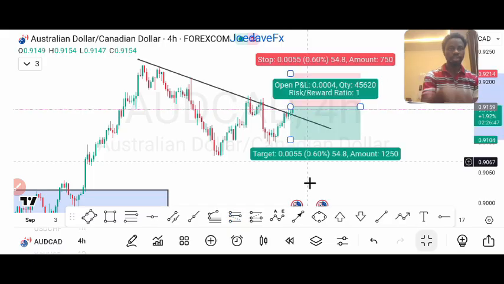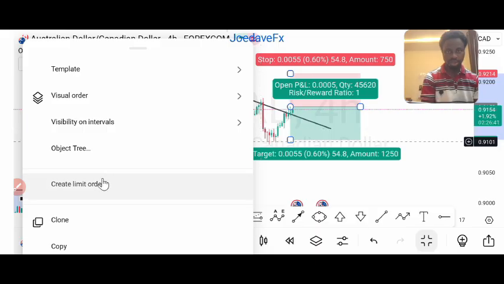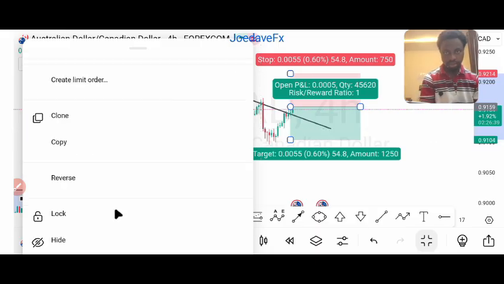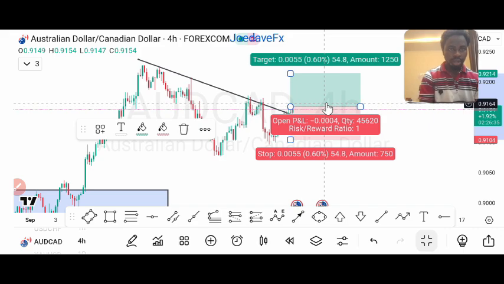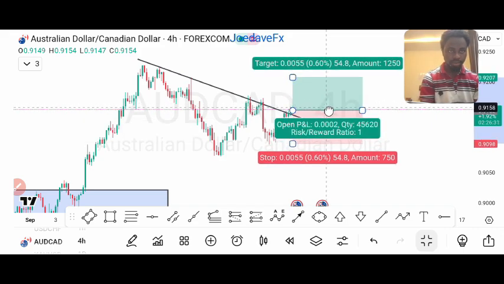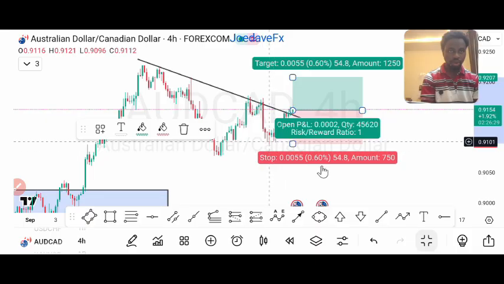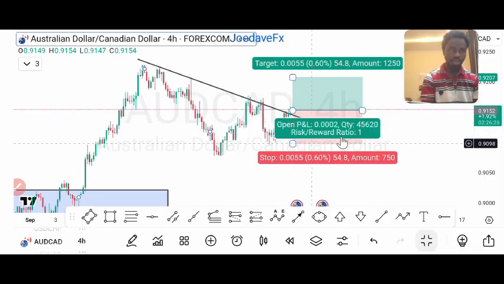So this is our entry here. Sorry, I picked the wrong tool, so let me just reverse this. All right. I put my entry here. Stop loss goes below the last swing. So you can see this is the swing. That's why you see my stop loss around this region. So stop loss goes below there.